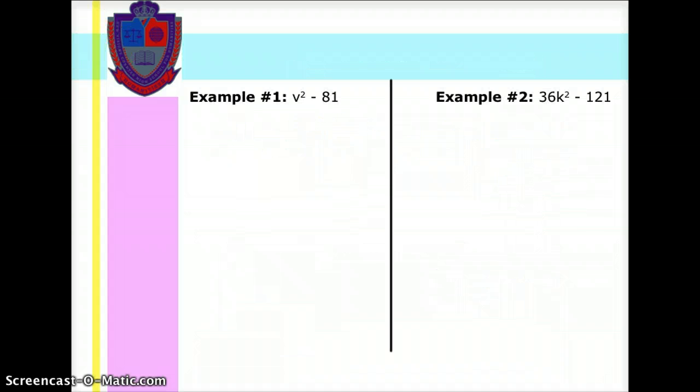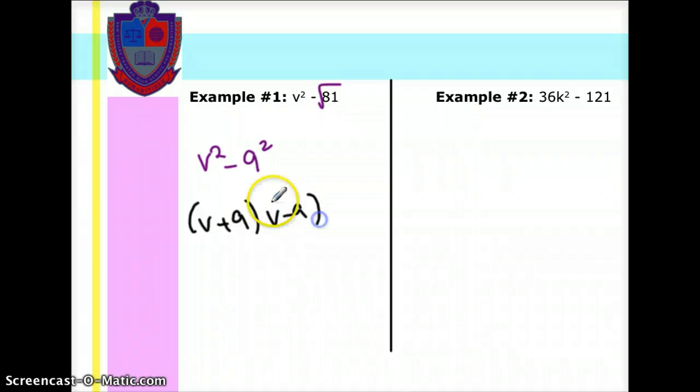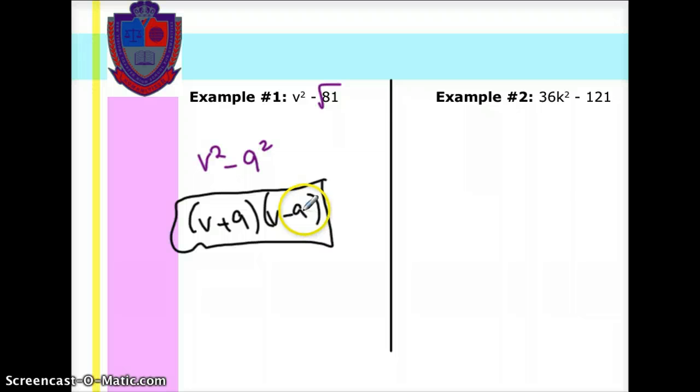Now here's how this works. Very easy. I can factor and solve this quadratic here in less than 15 seconds. So I know v squared is already there, and I know if I take the square root of 81, that's going to be 9 squared. Notice that every term is raised to the second power, so all I have to do right now is know it's going to be v plus 9 and v minus 9 in parentheses. And that's my final answer.